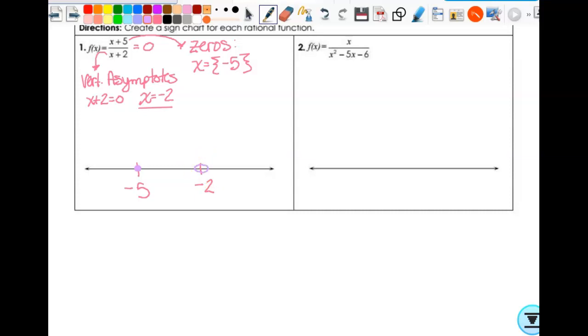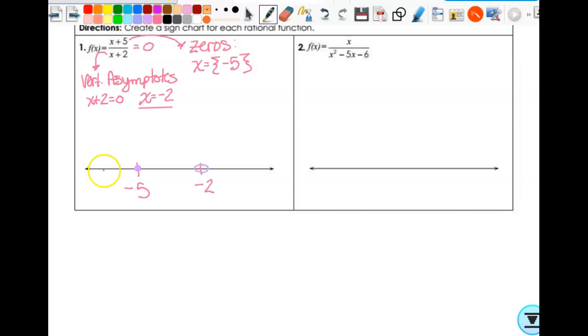Then I'm going to create my sign chart pretty much the same way. For the polynomials, I lined up my signs this way because the polynomial was just one continuous thing. But here I have a numerator and denominator, so I'm going to stack them, everything in the numerator over everything in the denominator. But I'm not going to put a little fraction bar because that's going to look like a negative, and that can get very confusing. And the last thing we want to do is confuse ourselves.